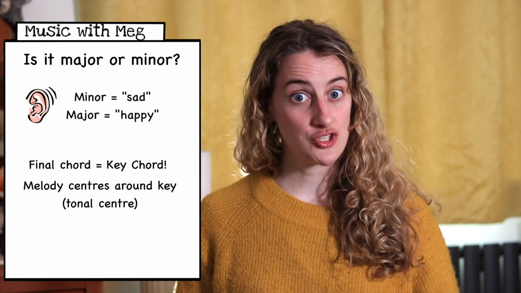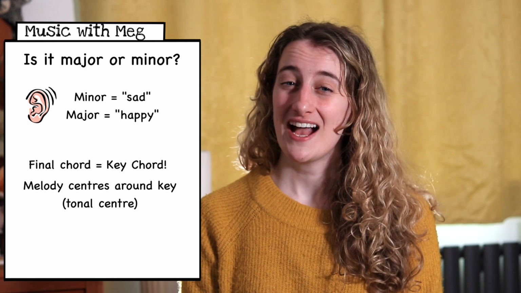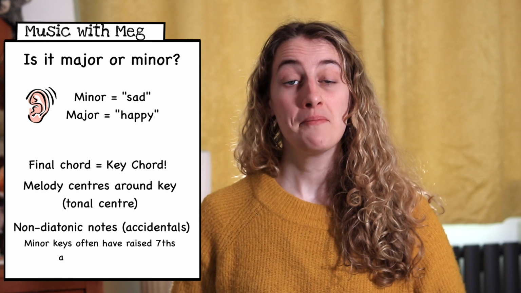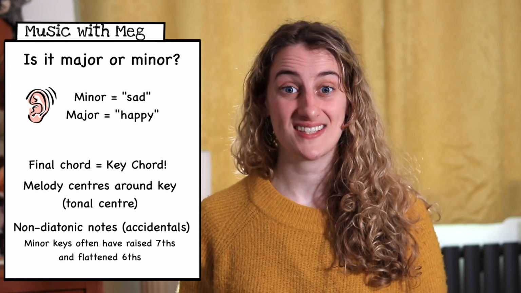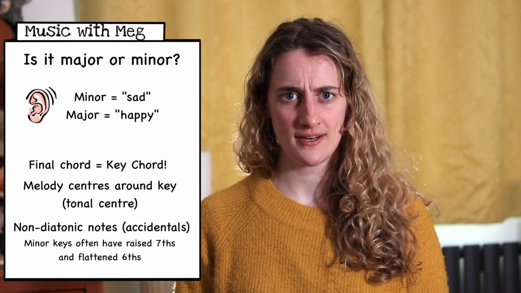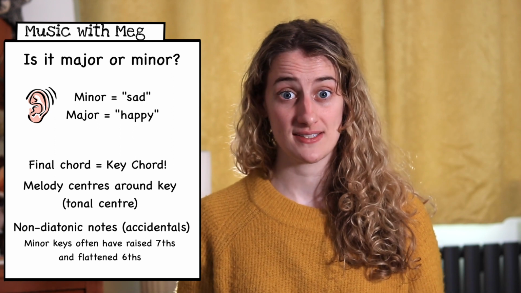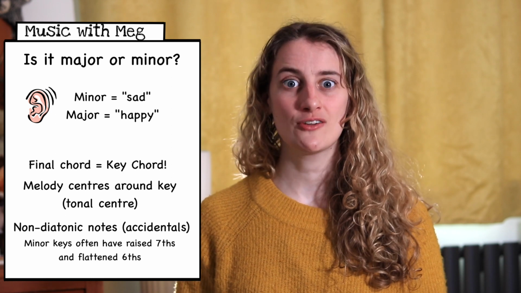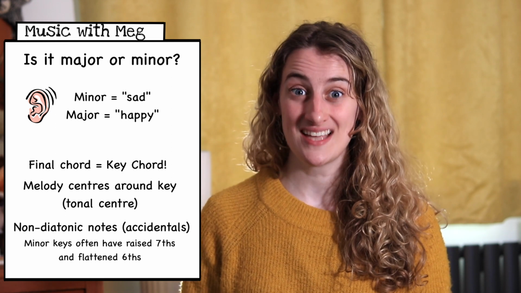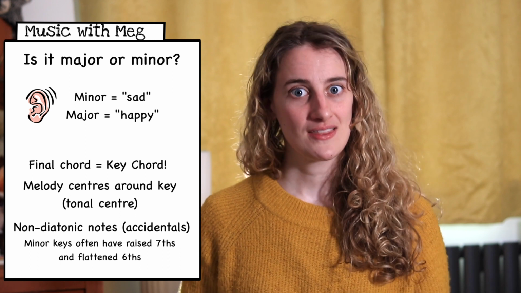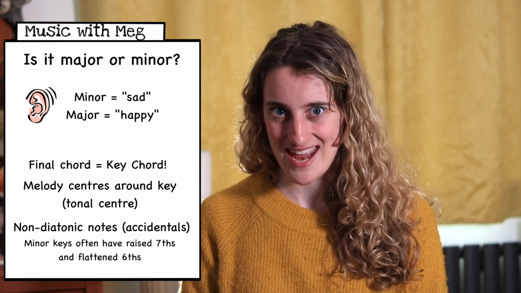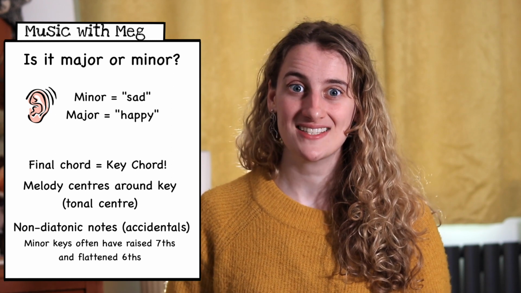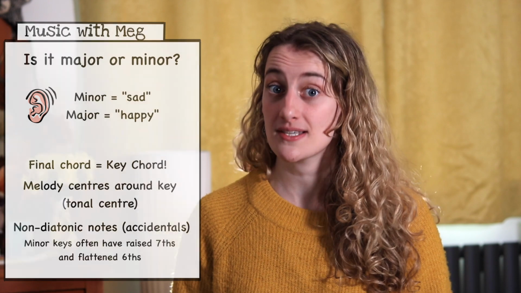These are notes that don't belong in the key signature, and you can usually spot these by looking out for accidentals. For example, minor keys often have a raised 7th note. So if you're looking at a key signature with no sharps or flats, and you're wondering if it's C major or A minor, and you see a lot of G sharps, that's the 7th note in A minor. That's a good clue that your piece is in A minor. Likewise, minor keys also often have a flattened 6th note, so you can look out for those as well.